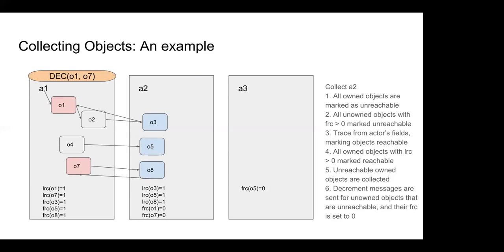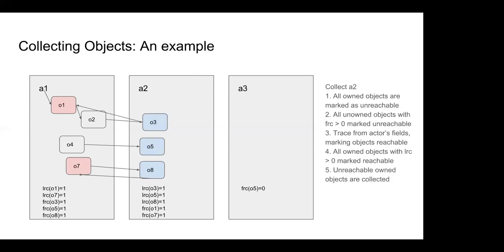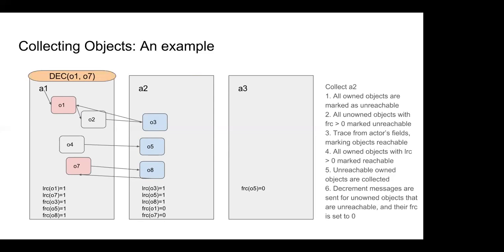And then decrement messages are sent for unowned objects that are unreachable, and their foreign reference counts are set to 0. So it can't reach 01 and 07. They're marked as unreachable, and so it sends decrement counts. It decrements 01 and 07, and it also updates its own foreign reference count for 01 and 07. Now A1 eventually gets that message, and it modifies its local reference counts for 01 and 07 and sets them to 0.